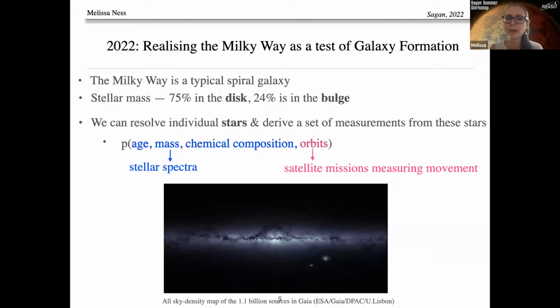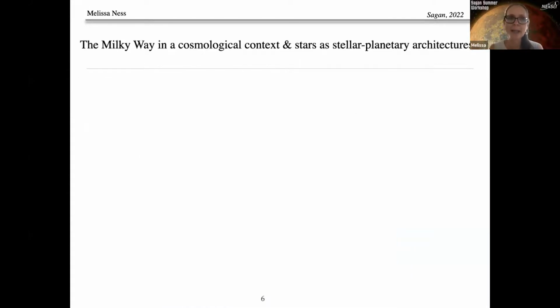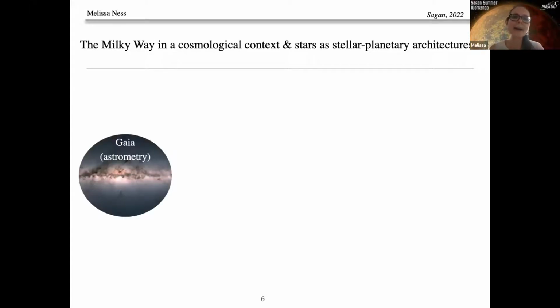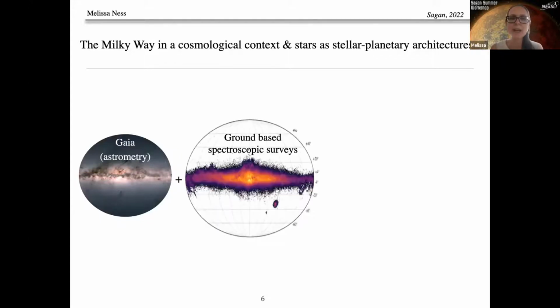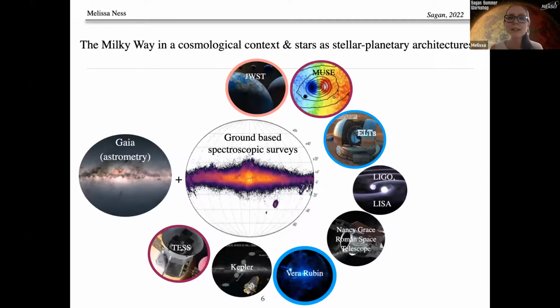And orbits are, of course, coming from satellite missions measuring stellar motions over time, the premier mission of which is Gaia. So with all of these data, we're able to realize the Milky Way in a cosmological context, and stars not as individuals, but as stellar planetary architectures. This has come about due to Gaia astrometry, a huge ensemble of hundreds of thousands to millions of ground-based spectroscopic survey spectra, as well as all of these other huge and important missions.